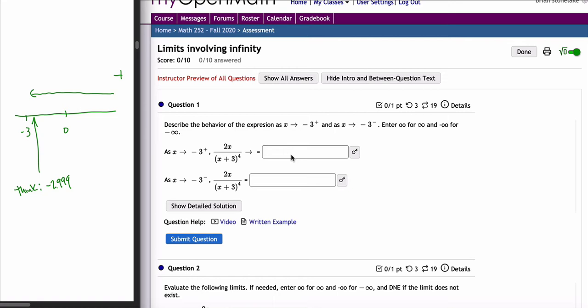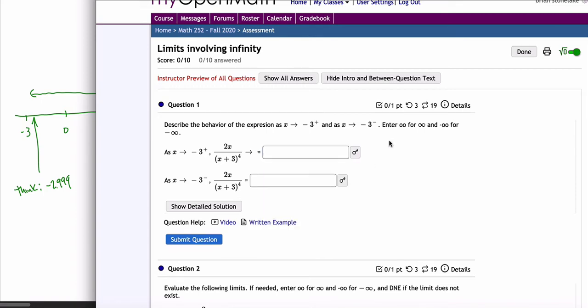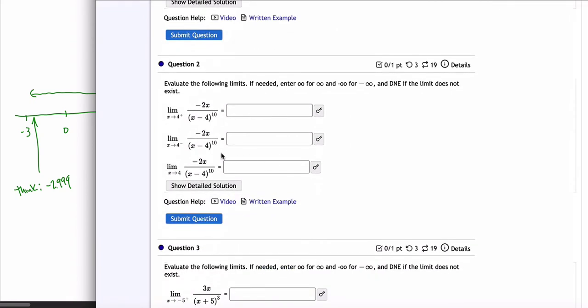And the answer is going to be one or the other, as you should not be surprised if you watch the lecture videos on these things. It says enter infinity or negative infinity for your answers. What they mean by that is it'll give you an option to type in those symbols. So there's infinity, and then a negative in front of that would be negative infinity. Same idea here.